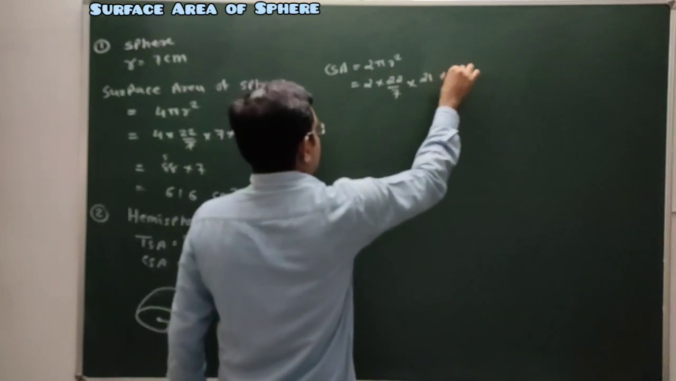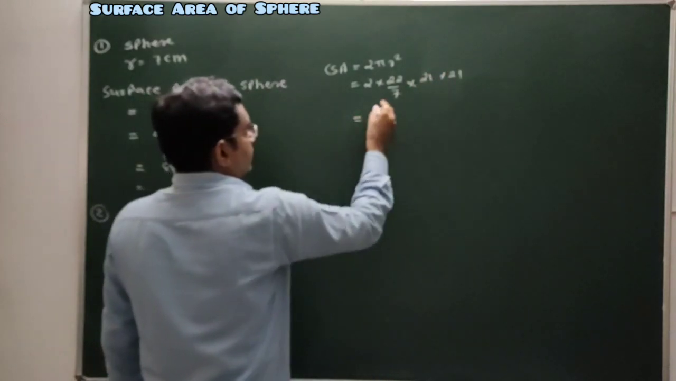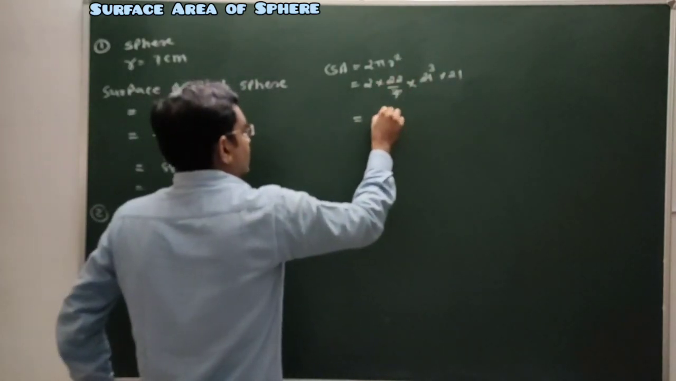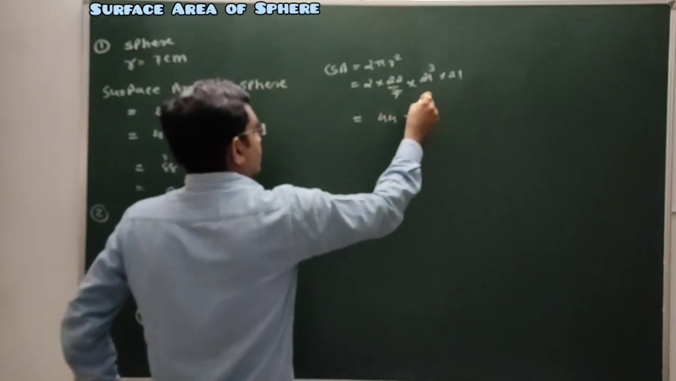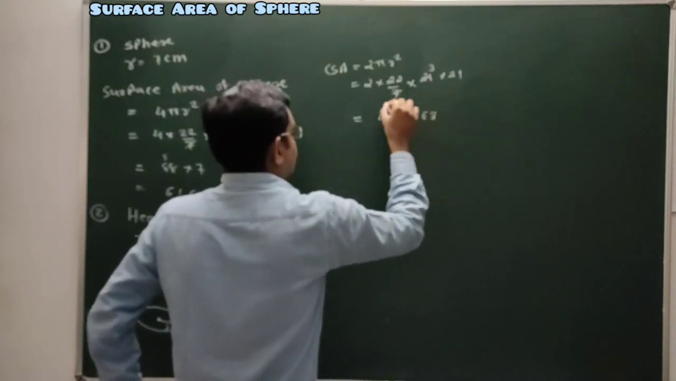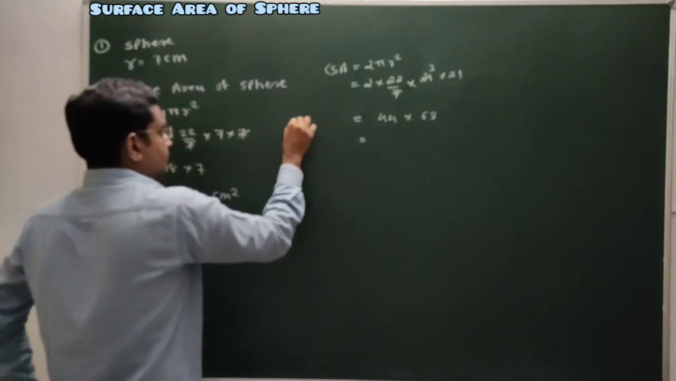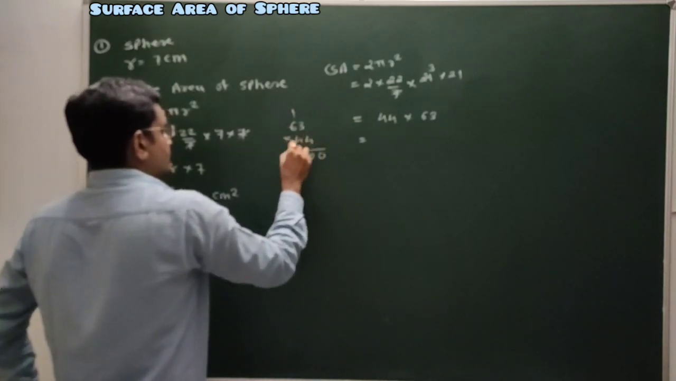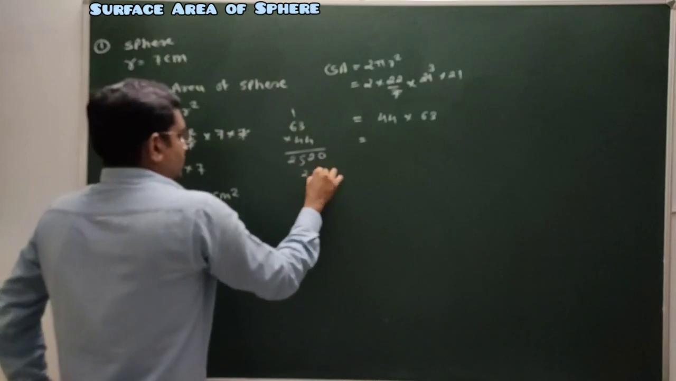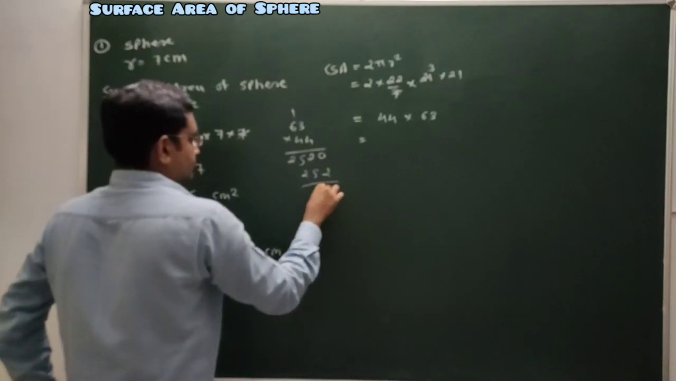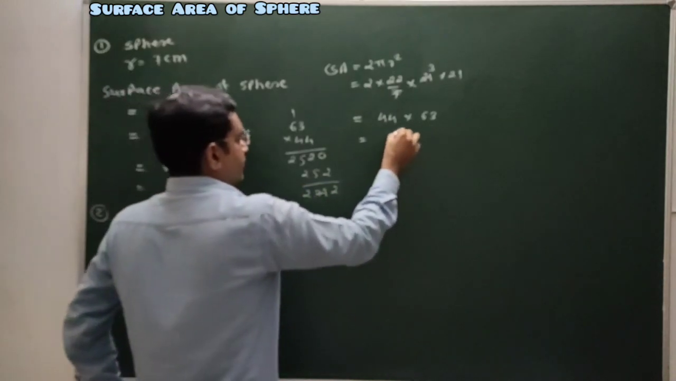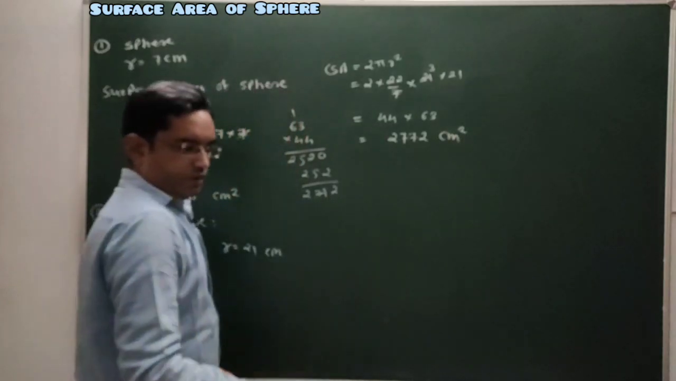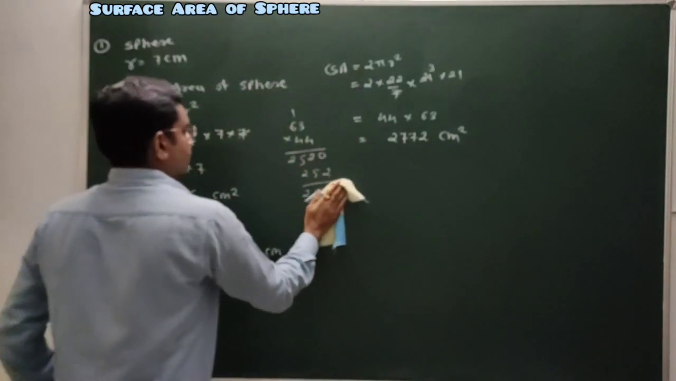So 21 into 21. 7 3s are 21. Multiplication: 22 2s are 44, 21 3s are 63, and this is equal to 2772 centimeter square is the curved surface area. This one is curved surface area.